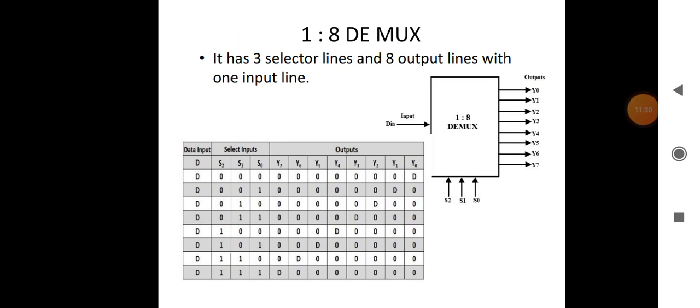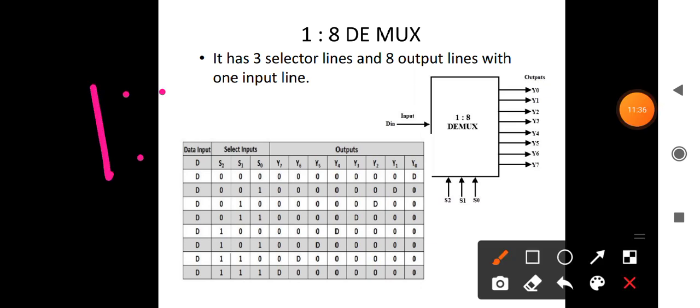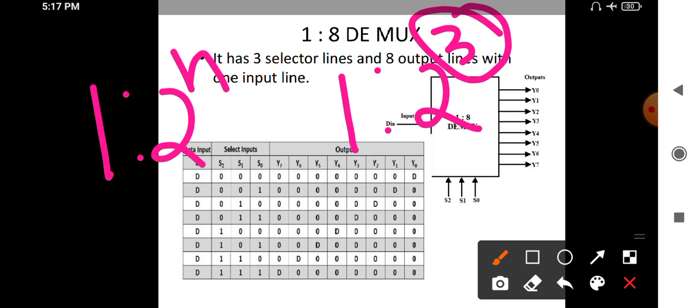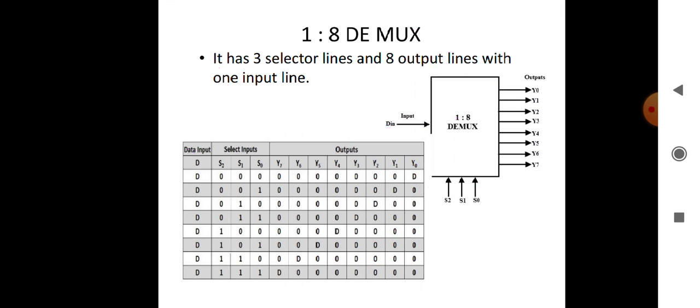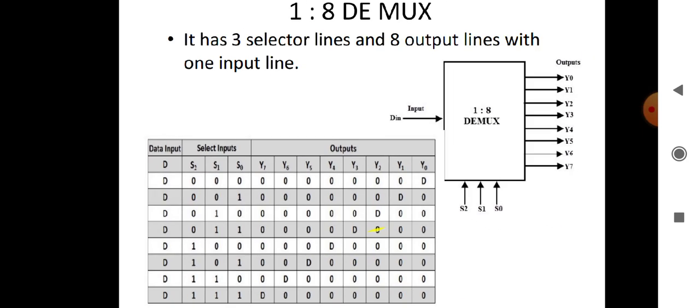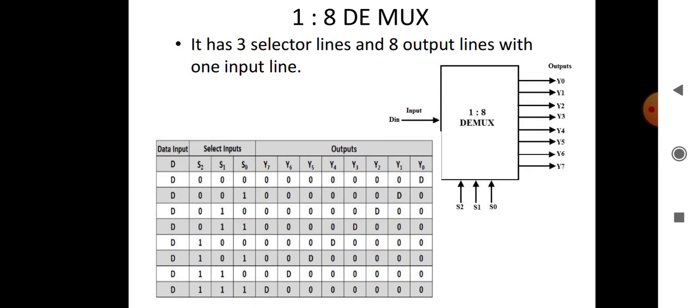1:8 demultiplexer. It has 3 selector lines. How do you know it has 3 selector lines? 2 raised to n. 2 raised to 3 is 8, so 3 selector lines. Then we can see the 1:8 demultiplexer, with outputs Y0, Y1, Y2 up to Y7, selector lines S2, S1, S0 and the data input D. So this is the implementation of the 1:8 demultiplexer.